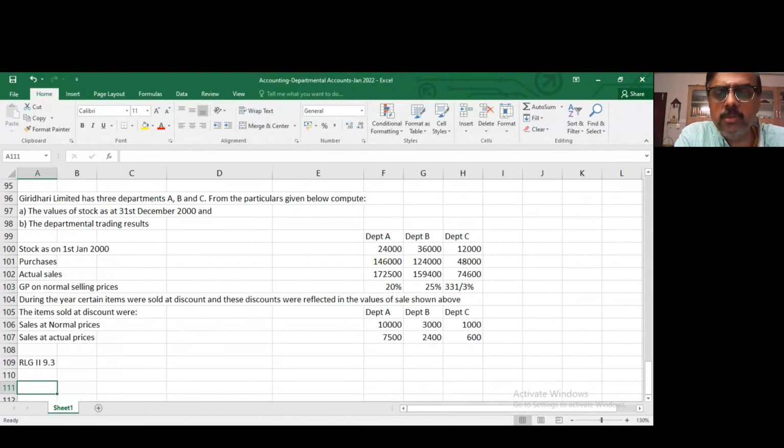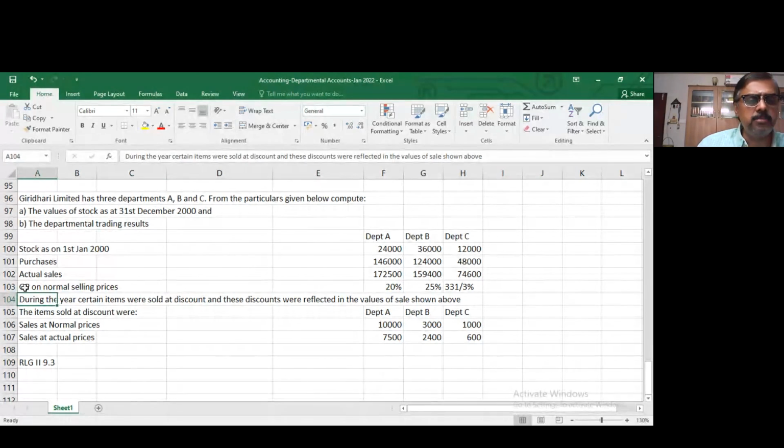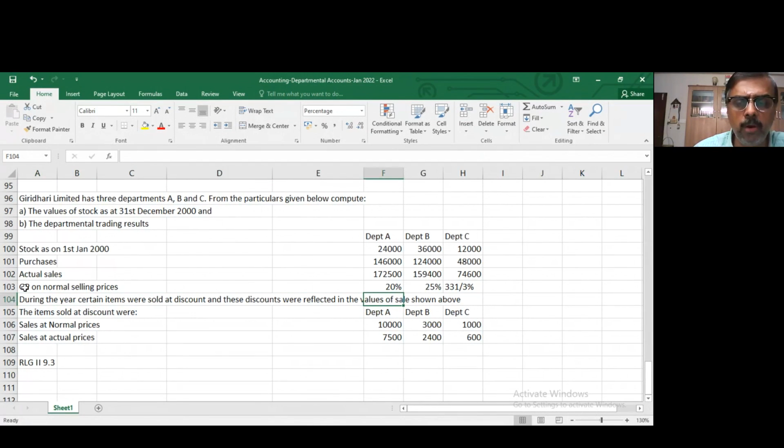Purchases 1,46,000, 1,24,000, and 48,000. Actual sales 1,72,500, 1,59,400, and 74,600. GP on normal selling prices. This is a key word here. Whenever you find such words, you have to really become alert. GP you all know, but GP on normal selling price, you have to check what information they have given you. 20%, 25%, 33 1/3%. During the year, certain items were sold at a discount, and these discounts were reflected in the value of sales shown above.